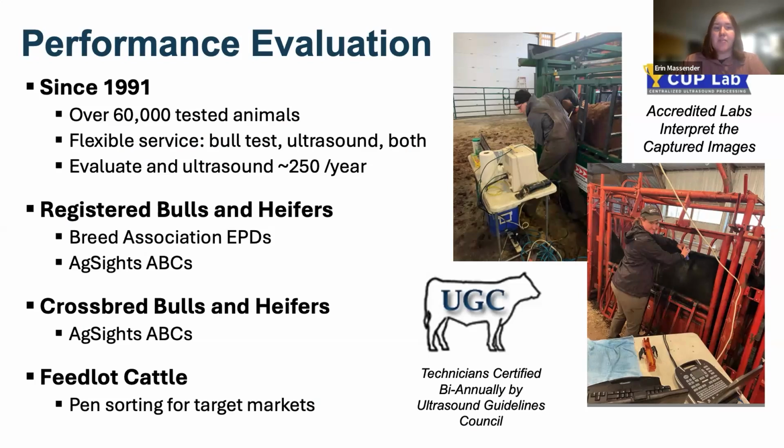Performance evaluation has value for registered bulls and heifers. You can submit the data for your breed association EPDs. AgSights also produces our own crossbreed comparisons, or ABCs. And then we also offer a feedlot cattle ultrasound service, which you can use to actually sort your cattle for target markets.